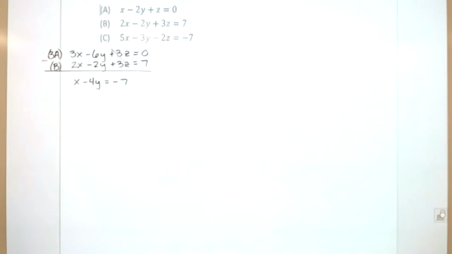I have created a new equation. By subtracting B from 3 times A, I've created this equation. I have to also give it a label. So I've got A, B, C. Let's call this one D.